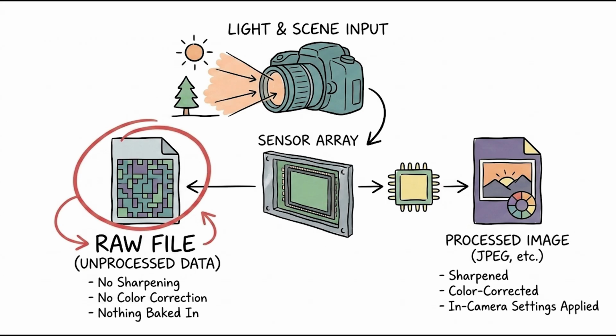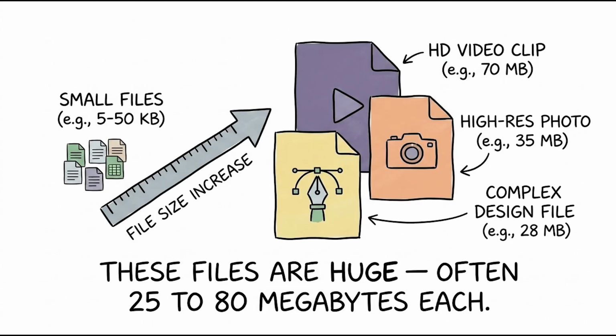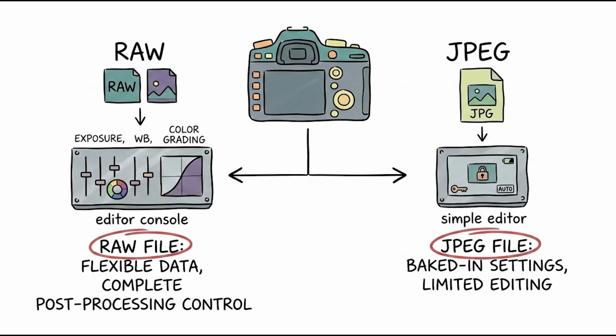A RAW file is the unprocessed data straight off the camera sensor. No sharpening, no color correction, nothing baked in. It's like getting flour, eggs, and butter instead of a finished cake. You do all the baking yourself in software like Lightroom or Capture One. These files are huge, often 25 to 80 megabytes each, but they give photographers complete control over exposure, white balance, and color grading after the fact.